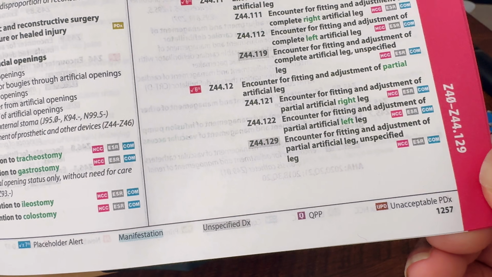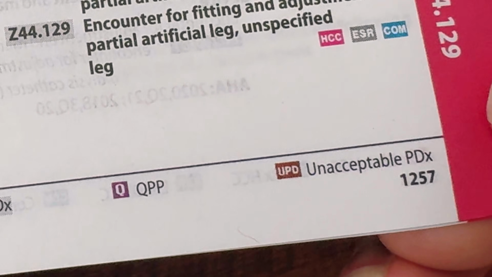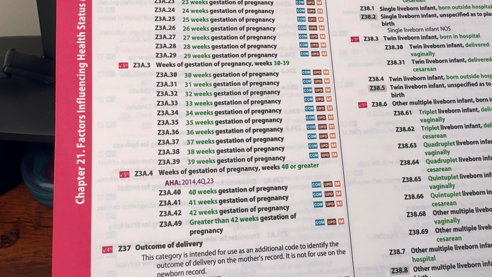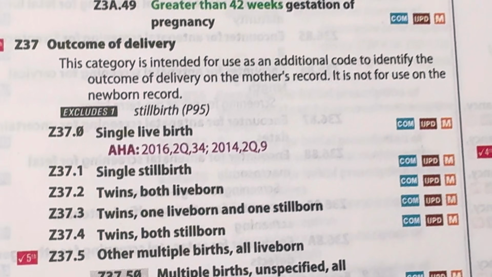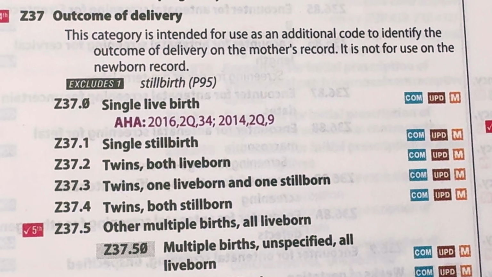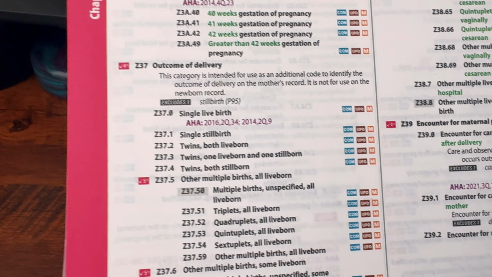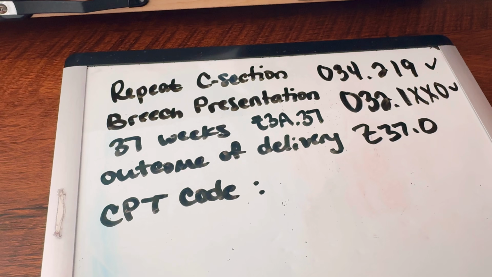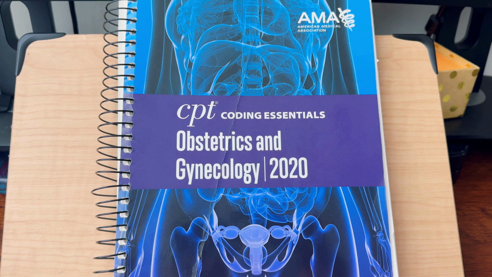Alrighty. So I did want to point out, do you guys see this icon on the far right? It says UPD, unacceptable primary diagnosis code. I just wanted to show you guys that Z37 or Z3A codes, so the weeks of gestation codes, should never be primary diagnosis codes, as well as the outcome of the delivery. You see that there on the right, that brown box that says UPD. That means you cannot have these codes as primary. So the way that we have them lined up here with repeat C-section, breech presentation, and then weeks of gestation and outcome of delivery at the bottom, that is correct. You don't want to have these Z codes first.